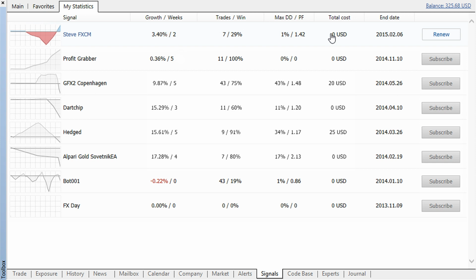The field total cost can tell you how much you spent to get those figures. The subscription expiry date is given in the last column, and you can extend it by pressing the button on the right-hand side. This is not all.